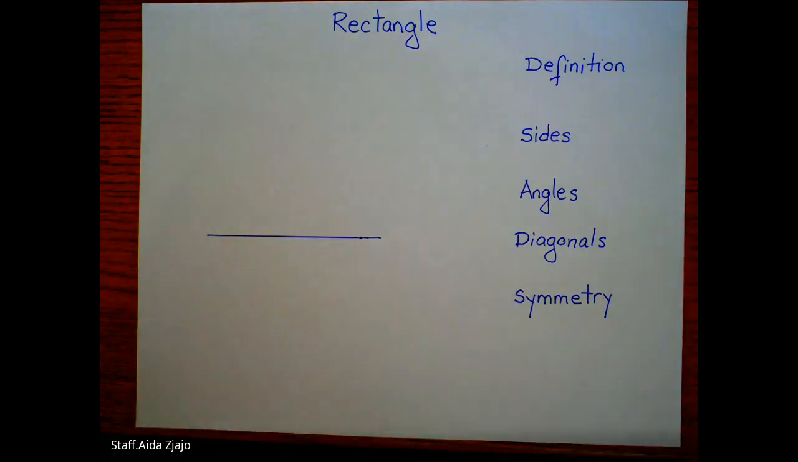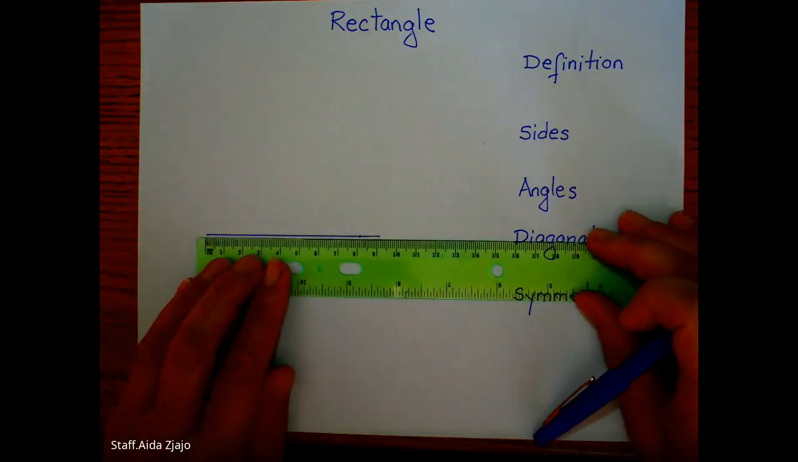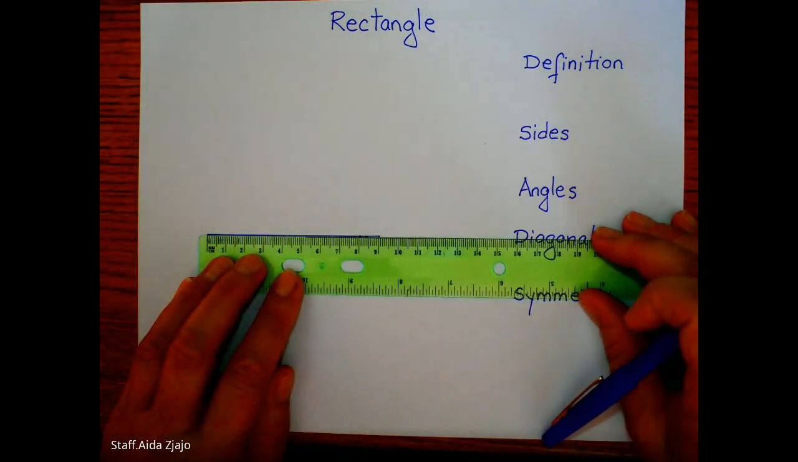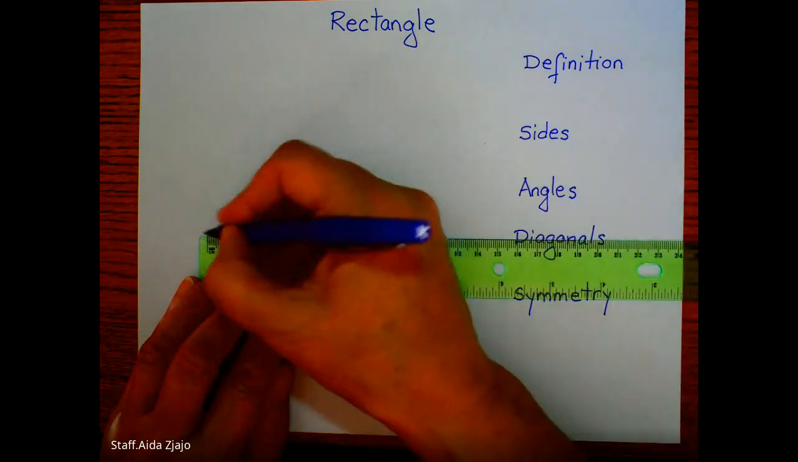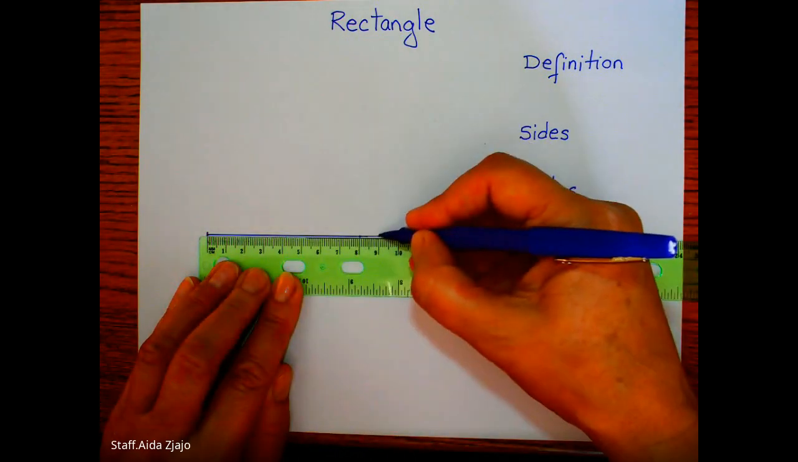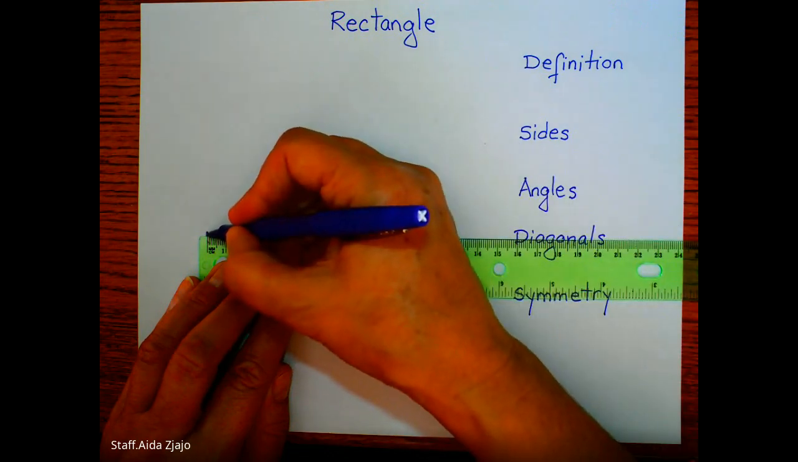I can take a long ruler if I want to check, and I can use it to make sure that I did it correctly. So here is 9 centimeters, and we can measure. We can label these two points on our rectangle.